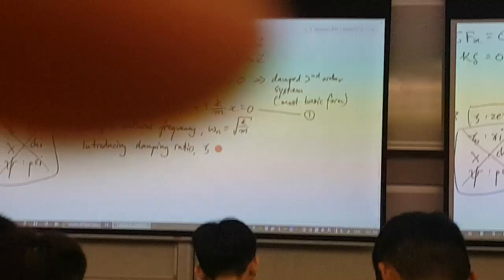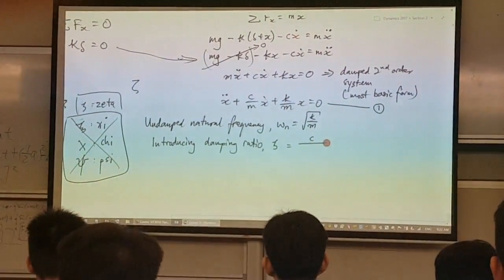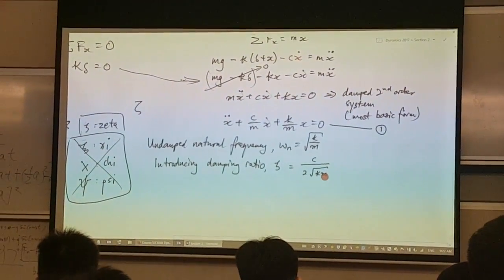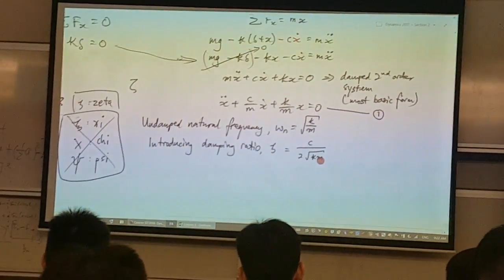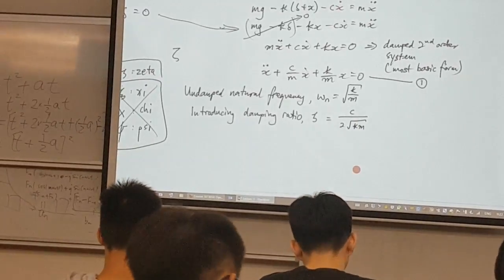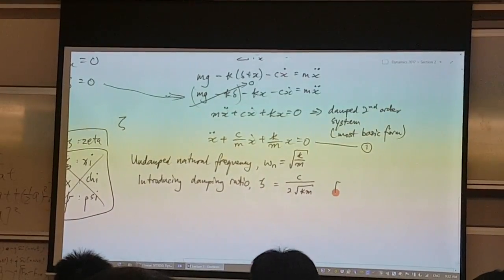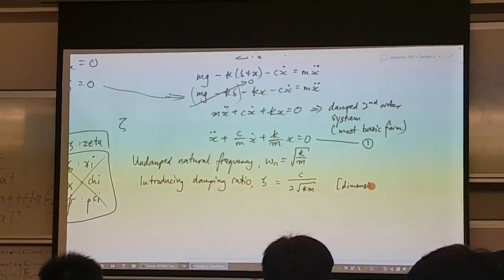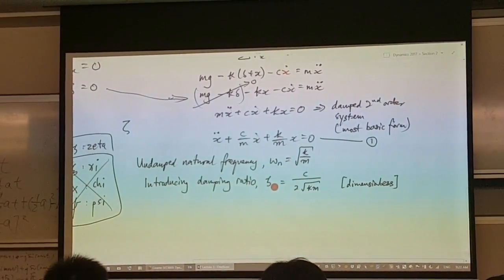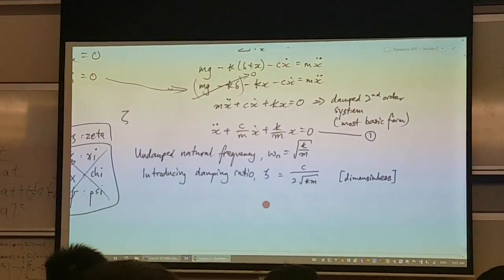So this damping ratio, for now, I'll introduce it in the following equation: zeta equals C over 2 square root km. Why is it in this form? Well, if you put in all the units, you'll find that this damping ratio is dimensionless. It's going to tell us a property later on. So for now, this is a definition.